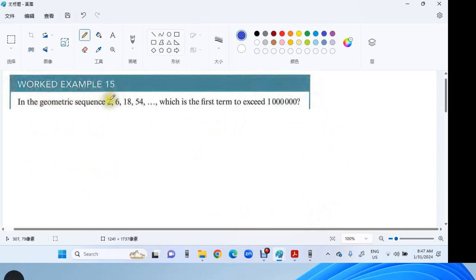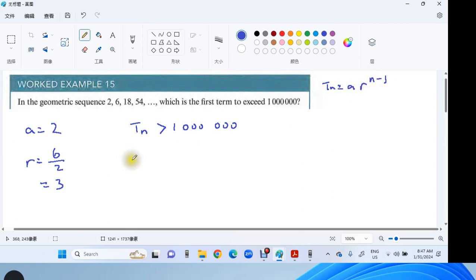In a GP 2, 6, 18, 54, which is the first term, I said this one. So the A for this case is 2, and the common ratio will be 6 over 2, that is 3. So we want to find the n term that is greater than 1 million. So we know that the Tn is A r power n minus 1. So 2 times 3 power n minus 1 greater than 1 million.